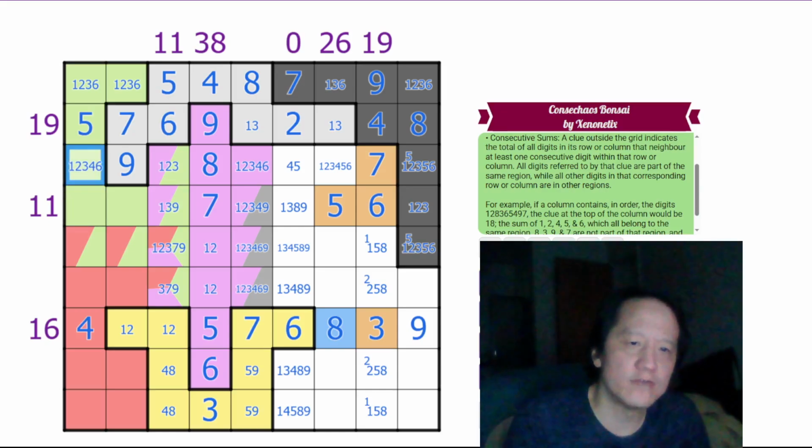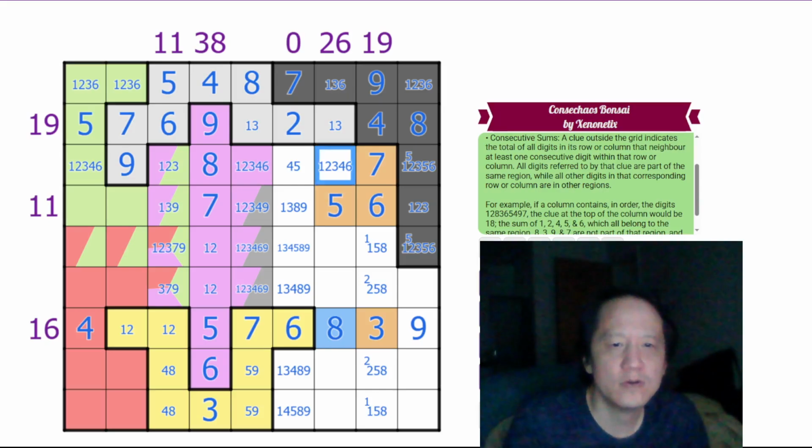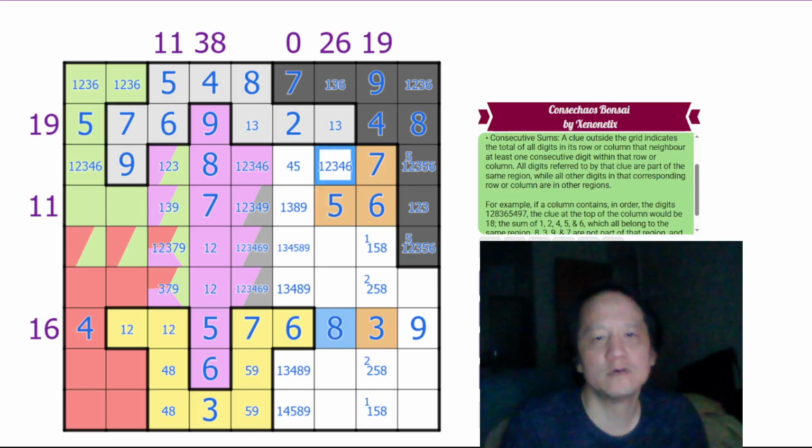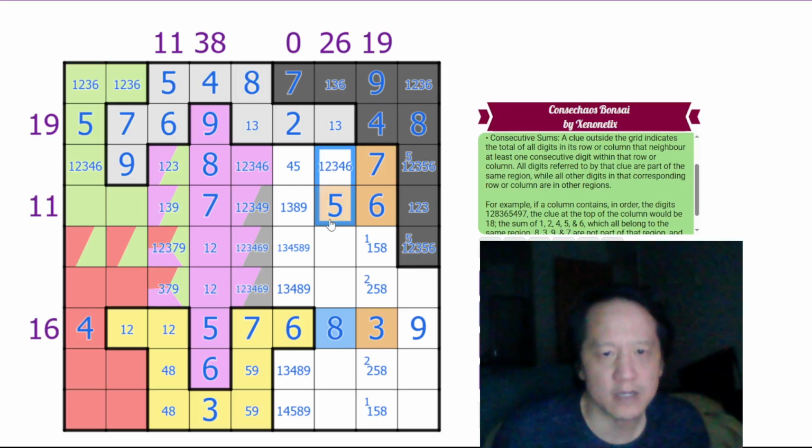Cannot be 5 here. This can't be 5 here. This cannot be 6 because that would be consecutive with this. And we already have a 6 in this region.